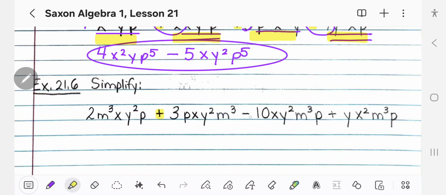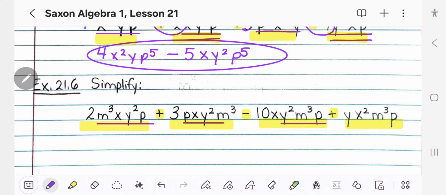Let's look at our terms here. They're separated by these plus and minus signs. So we've got 4 terms again. Here I've got an m cubed x y squared p, okay? I need another m cubed x y squared p. Oh, look at this, m cubed x y squared p. Okay, so that's the same. Here I have an x y squared m cubed p. Is that the same? x y squared m cubed p.